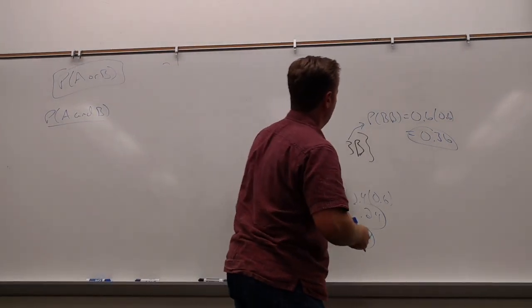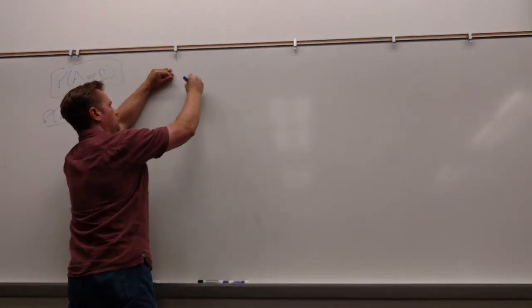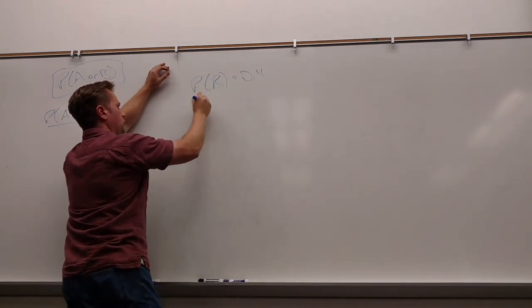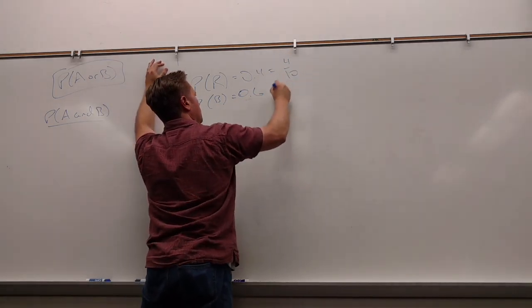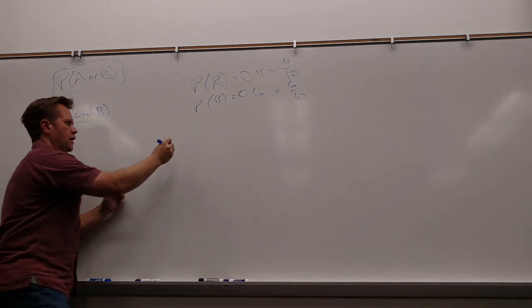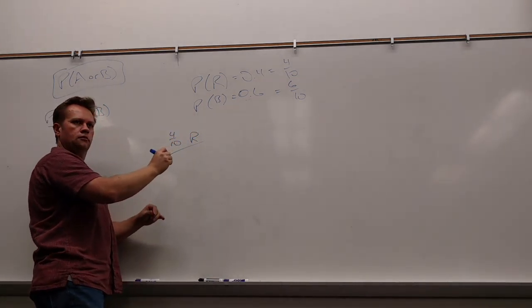If a certain thing happens. Oh, I shouldn't have erased that. Sorry. So looking back at that real quick. Probably red was 40%, probably blue was 60%. 4 out of 10, 6 out of 10. All right, now go with me. If I picked on the first one a red, that's 4 out of 10.